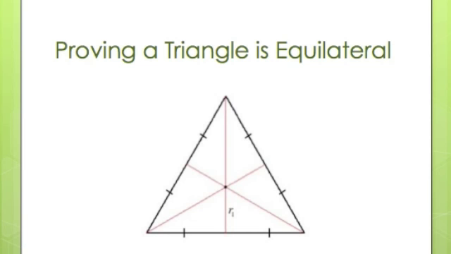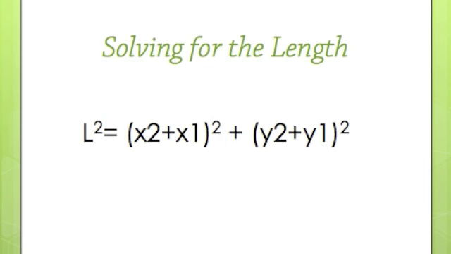Proving a triangle is equilateral. If it is an equilateral triangle, all the lengths of the triangle will be equivalent. The formula for this is L squared equals (x2 minus x1) squared plus (y2 minus y1) squared.